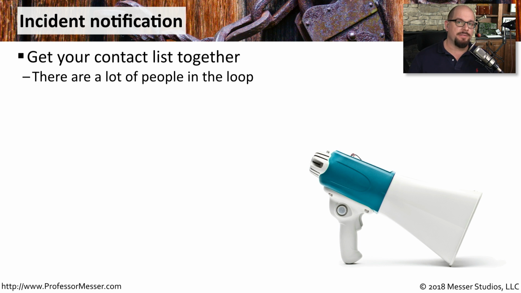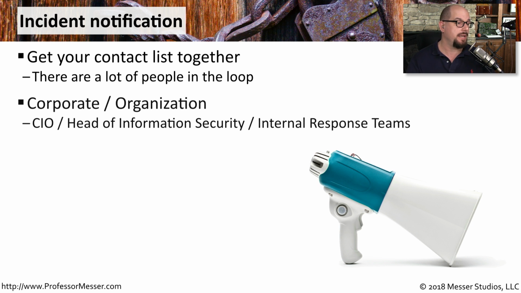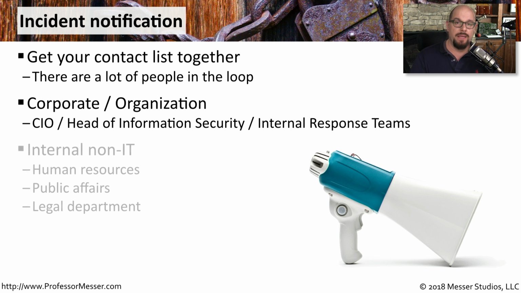As you can tell, we may need to contact a number of different people if there's an incident. You will already have a set of incident response policies, and they're going to determine exactly who gets contacted initially for a particular incident and who may be contacted for ongoing updates. That contact list is one that you should already have available, and you may need to contact people in corporate or the organization, such as the CIO or the head of information security. And there might be people internally that are not part of IT. For example, human resources and your legal department may be involved with certain kinds of incidents.